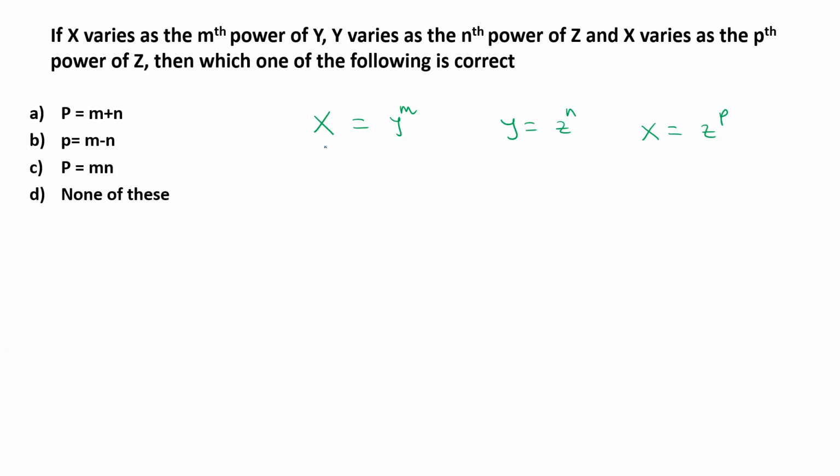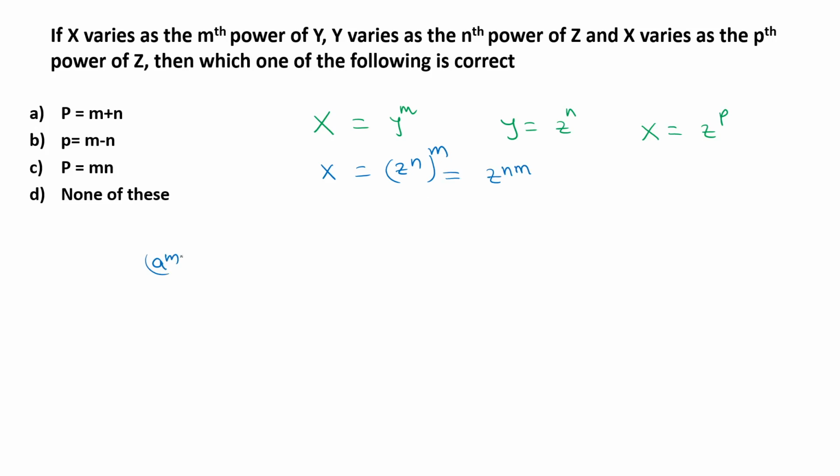Okay. When x equals y power m, and again here the value of y is nothing but z power n, let us substitute the value of y as z power n in the given expression x equal to y power m. Here the value of y from this expression is z power n whole power m. When y is z power n, y power m would be z power n whole power m. That means z power nm.